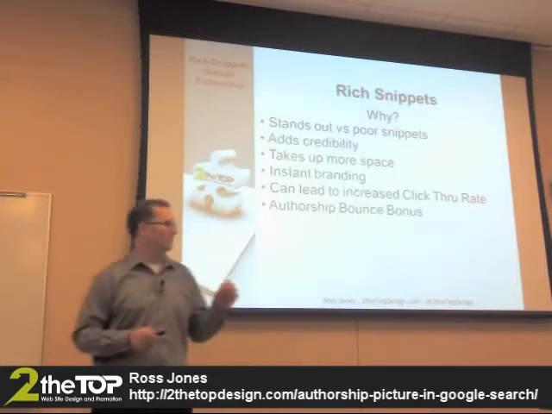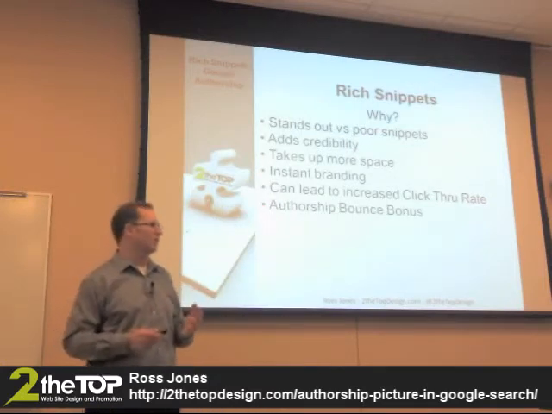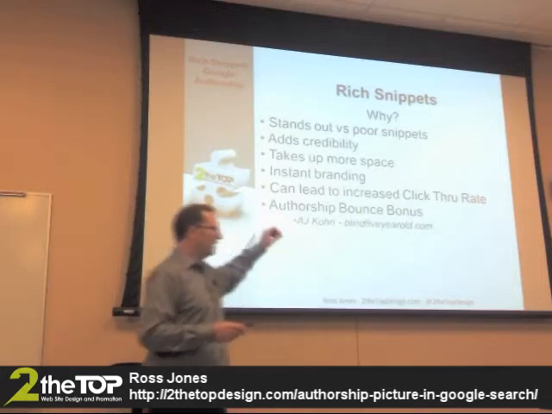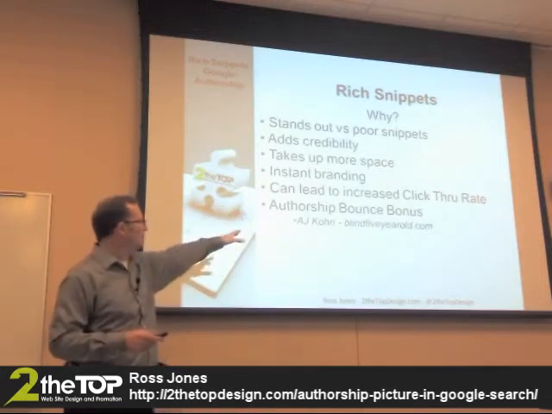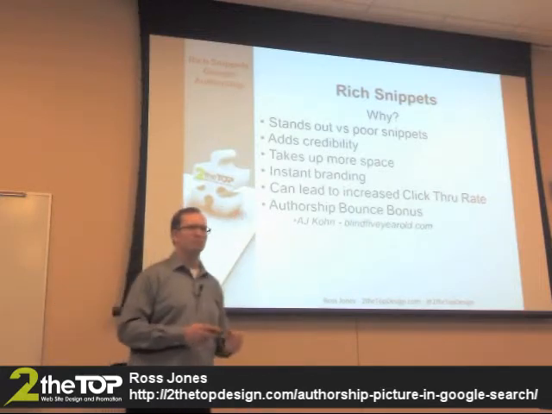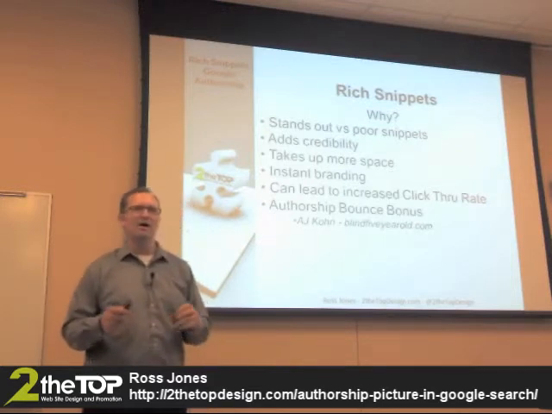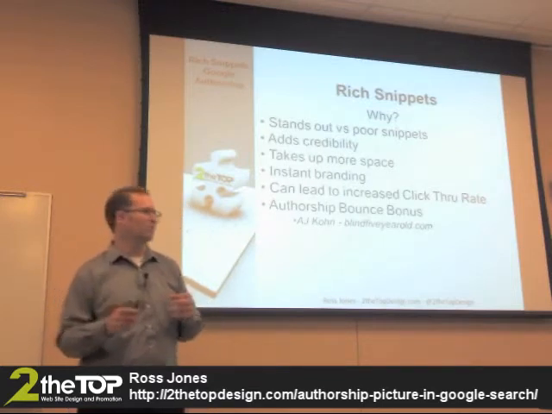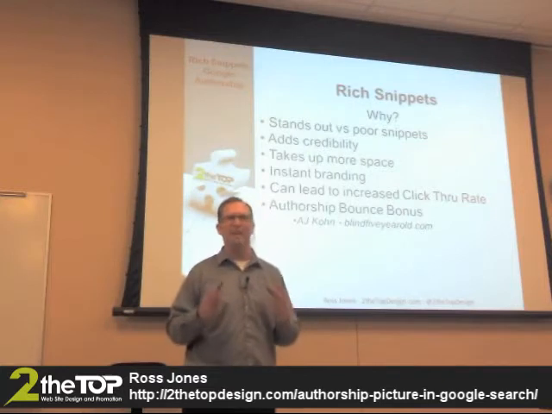The other thing that's relatively new, and there's a well-known SEO by the name of AJ Cohn that runs blind5yearold.com, is that he has started documenting what's been referred to as the authorship bounce bonus.